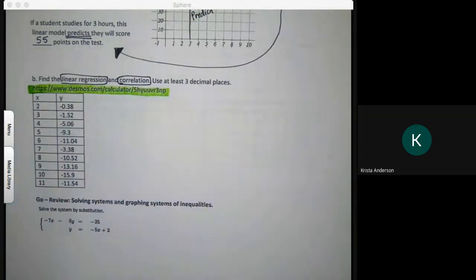I was getting mad yesterday when I was doing my homework. To 3 decimal places? Really? Will you show me when we're done with notes? Okay.